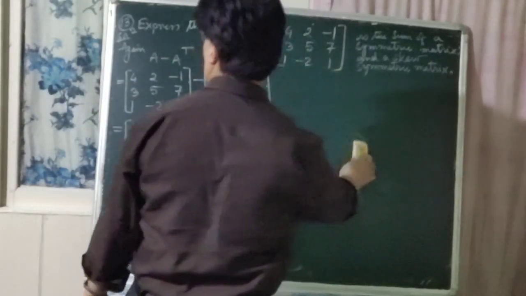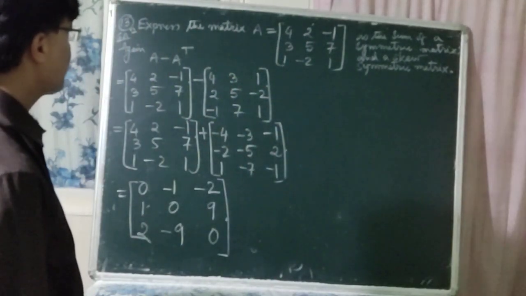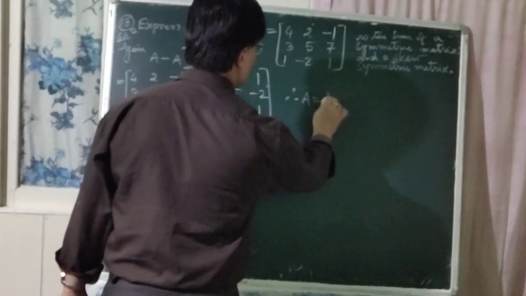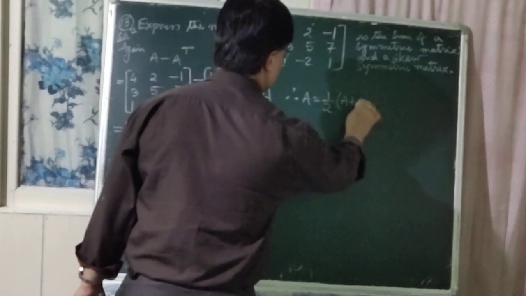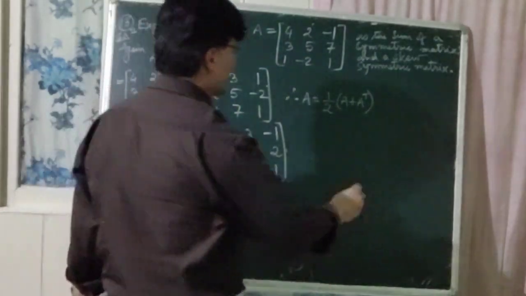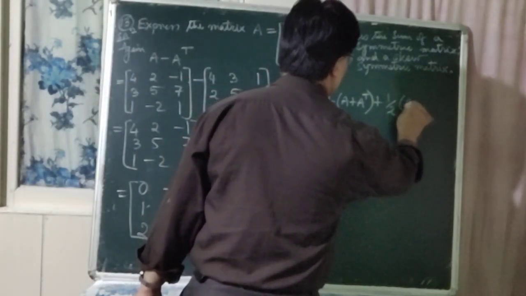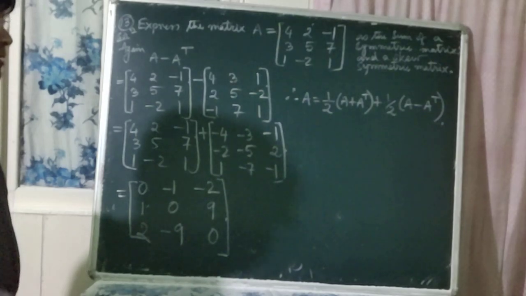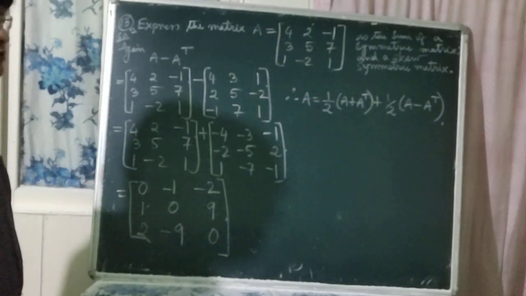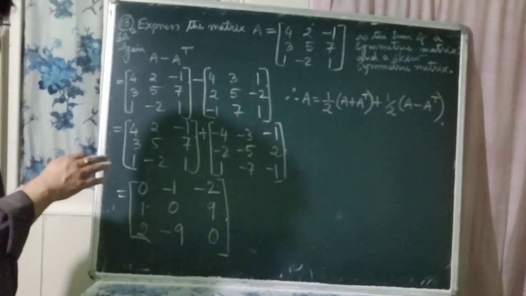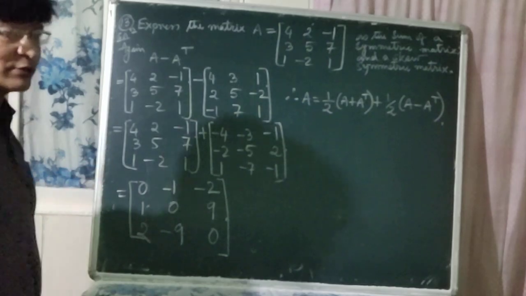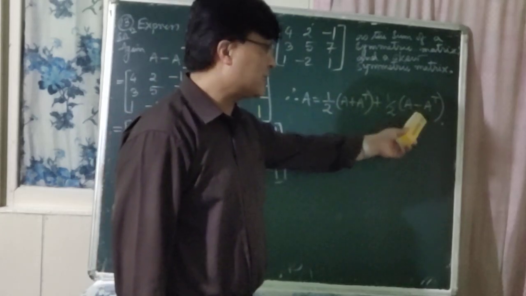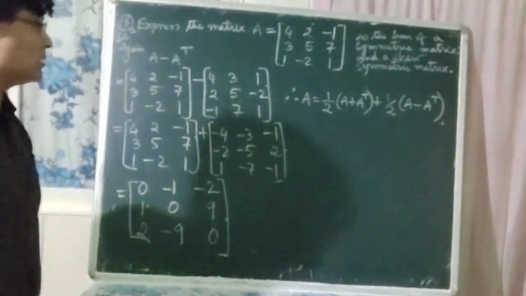Now what will you do? A is equal to half of A plus A transpose, plus half of A minus A transpose. This was the formula. So A is equal to half into A plus A transpose plus half into A minus A transpose. The first matrix denotes the symmetric matrix, and the second matrix denotes the skew symmetric matrix.